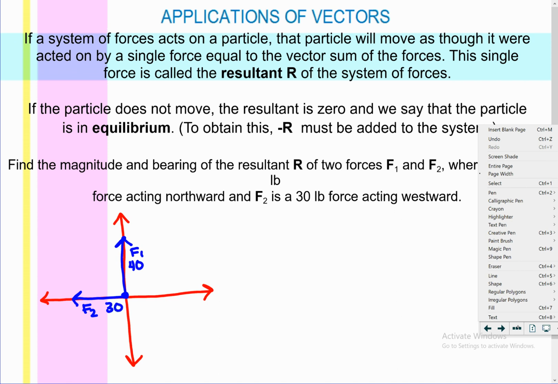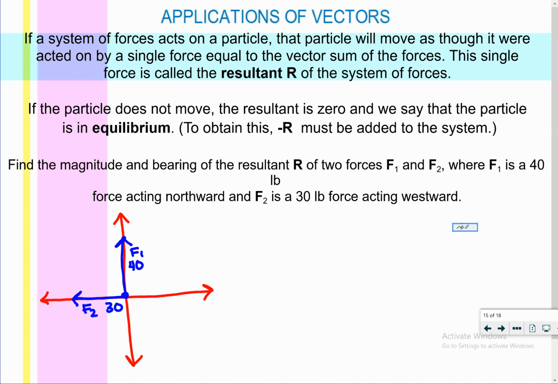So what we need to do is add these vectors together, and when I add them together, I get R, the resultant vector, which is where this object is ultimately going to go. To get that, we're going to use this formula. A vector is the magnitude of the vector times the cosine of its direction angle i plus the sine of its direction angle j.